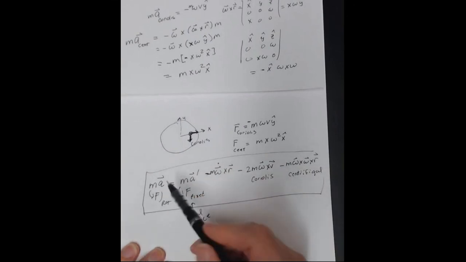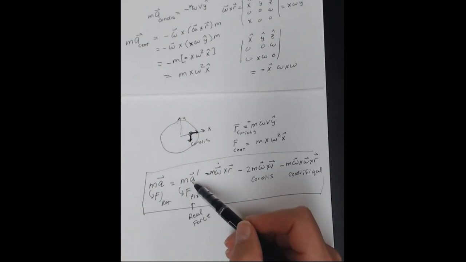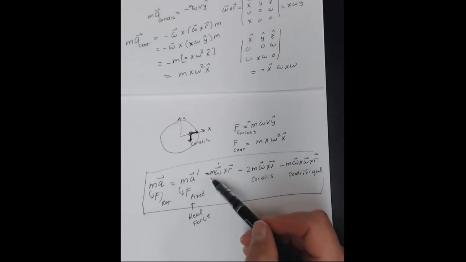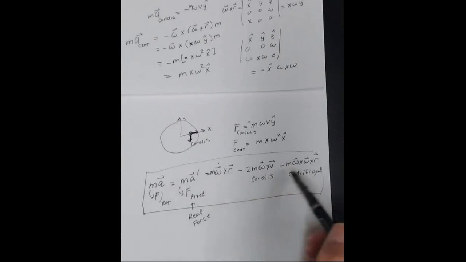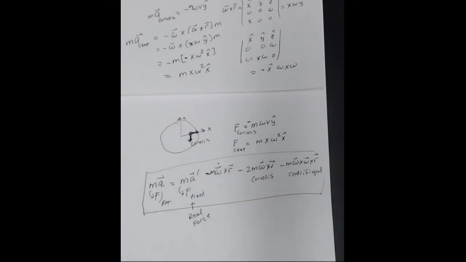So again, the force you would see if you were on the rotating frame, if you were the bug, would be any real forces, accelerations times mass with respect to the fixed frame, then minus these different fictional forces. Okay, so this is what we're going to use to do some examples next time.